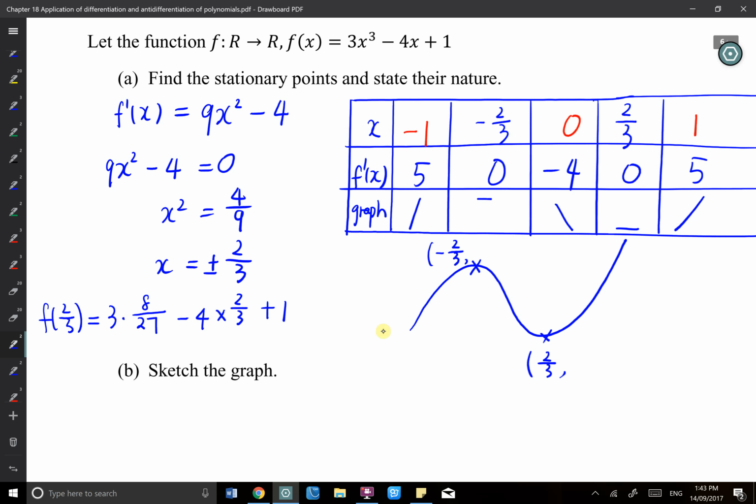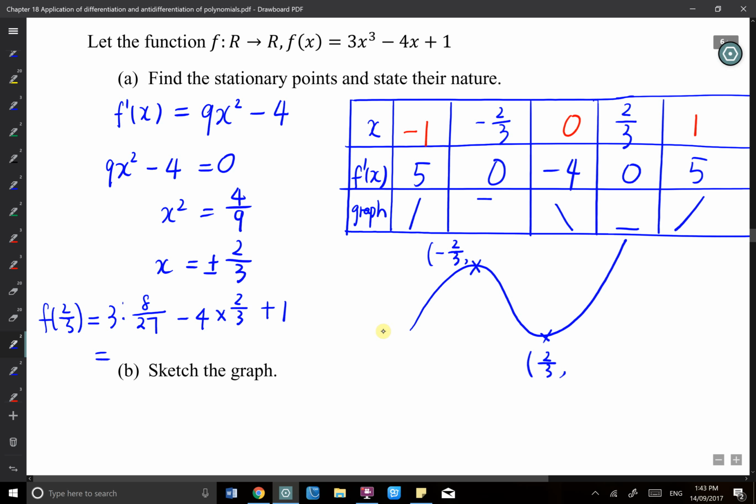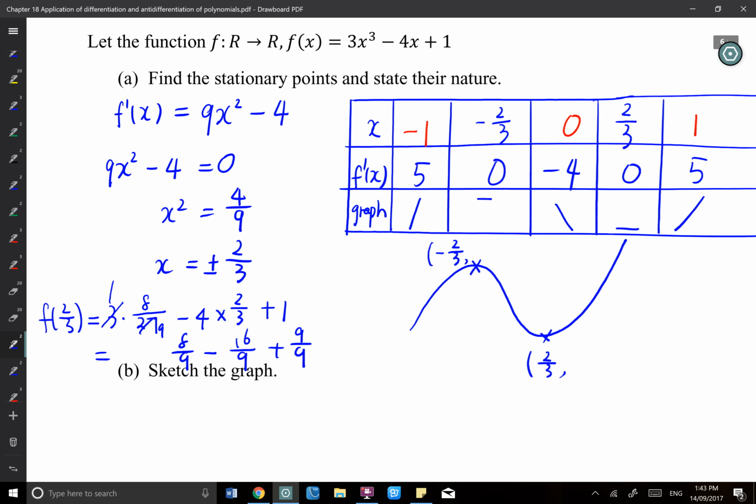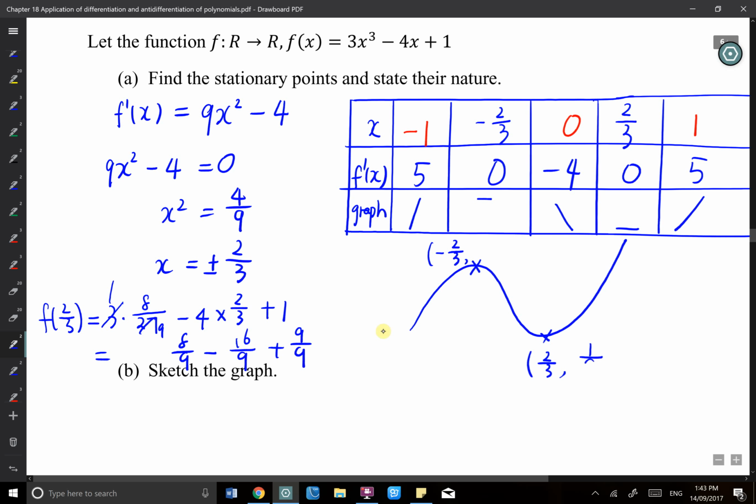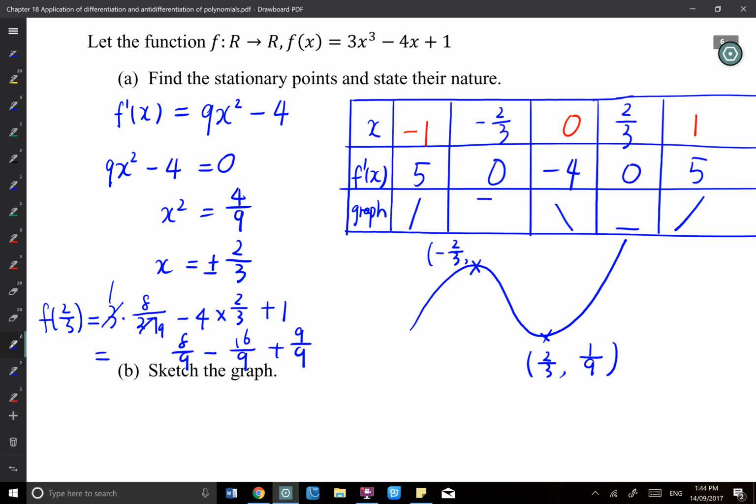Here that's 8 over 9 minus 8 over 3. So 16 over 9 plus 9 over 9. 8 minus 24 plus 9, that's negative 7. Sorry, 8 minus 24 plus 9 gives negative 7 over 9. So f(2/3) is negative 7 over 9.